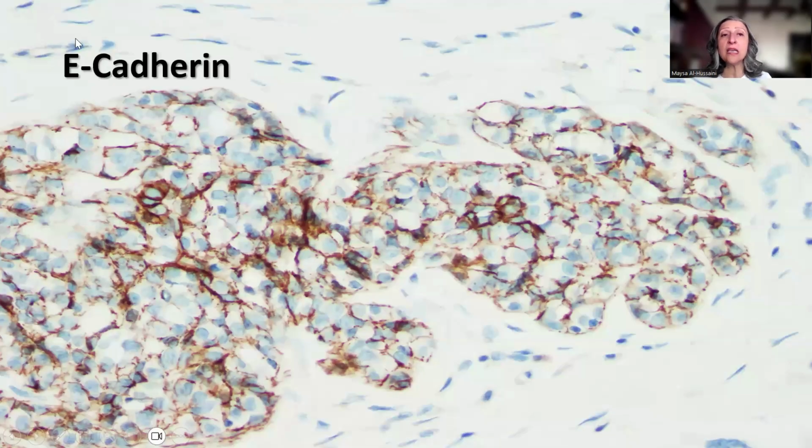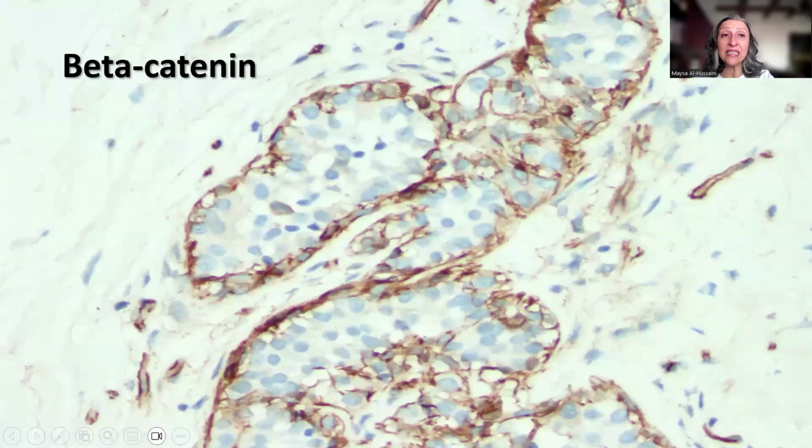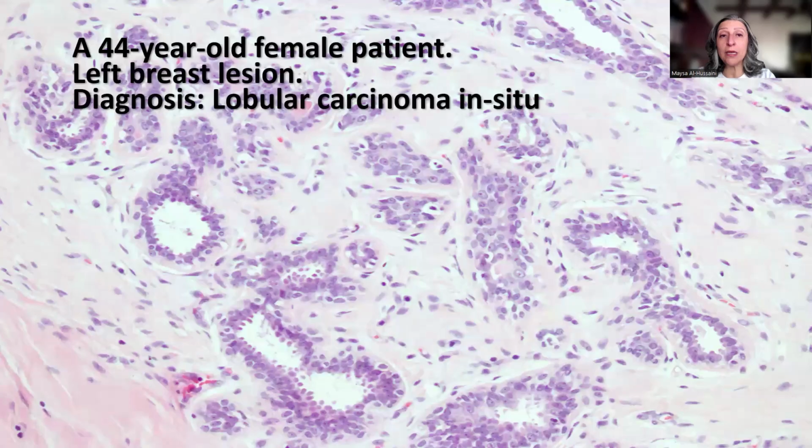Applying the same stains, E-cadherin will show loss of the membranous staining between the groups of the tumor cells, whereas the ones with the maintained staining are the normal remaining ductal or myoepithelial cells. And exactly the same is shown with beta-catenin. This is the normal membranous staining of the myoepithelial cells, and the expansion in between is caused by the pagetoid spread of the lobular carcinoma in situ cells into the normal structure.